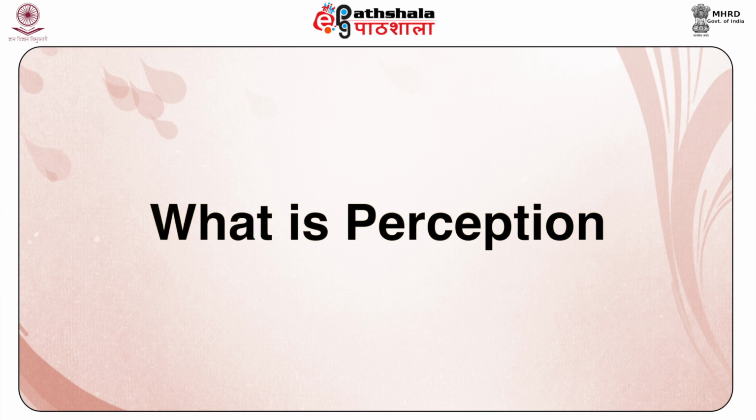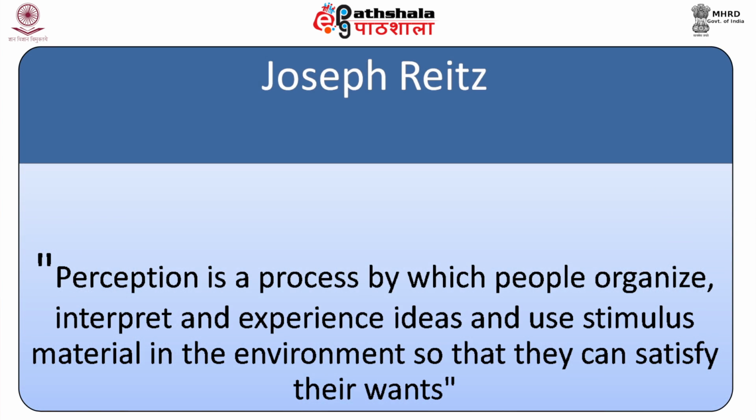People differ in their reactions due to a difference in their perception. In an organization, perception allows employees to interpret what they see and hear in the workforce effectively to make decisions, complete tasks and to act in an ethical manner. Now the next topic of discussion is, what is perception? The most famous definition of perception was given by Joseph Reitz, who says that perception is a process by which people organize, interpret and experience ideas and use stimulus material in the environment so that they can satisfy their wants.